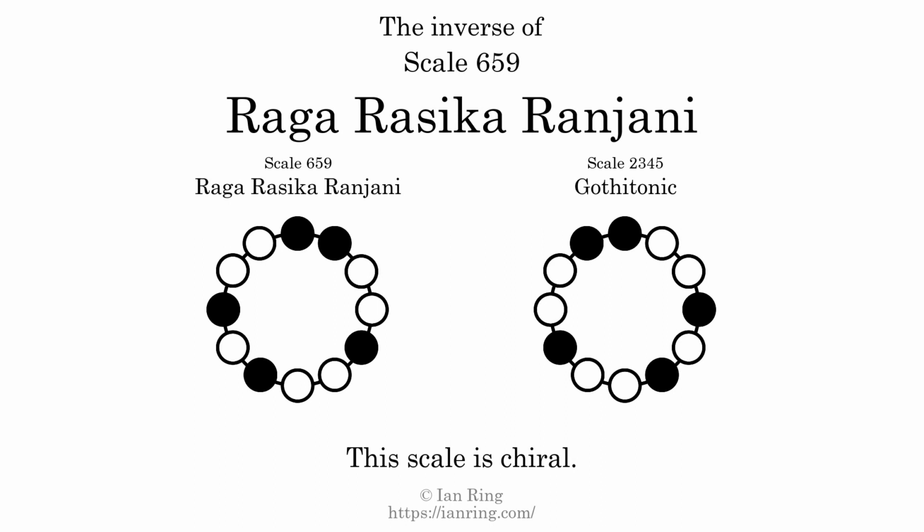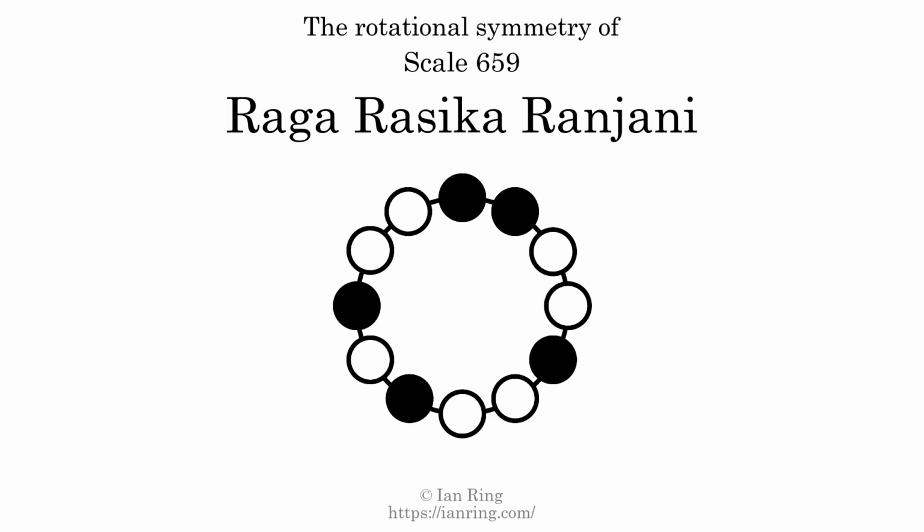The inverse of a scale is a mirror image. It is what you get when the sequence of intervals is reversed. The inverse of this scale is scale 2345, also known as gothotonic. This scale is chiral. It cannot transform into its inverse by rotational transformation. This scale has no rotational symmetry.